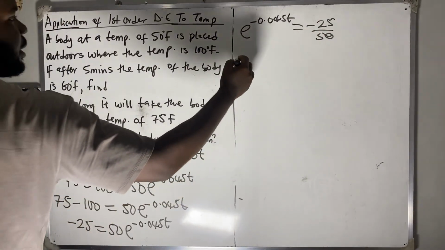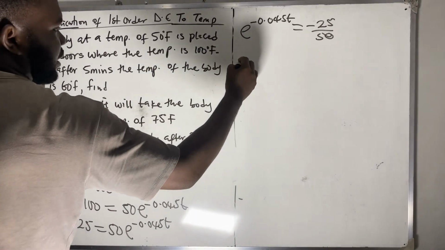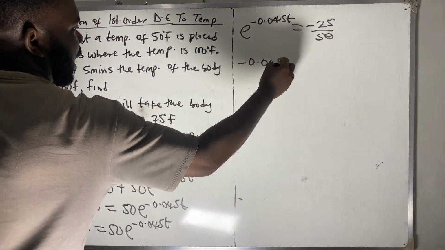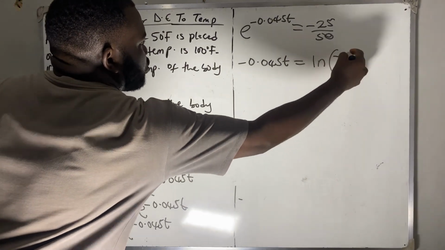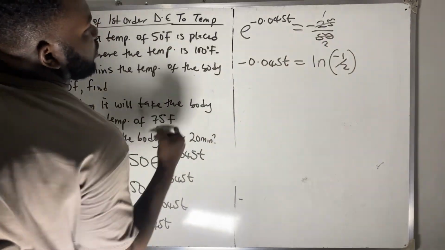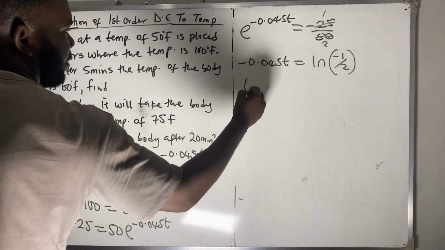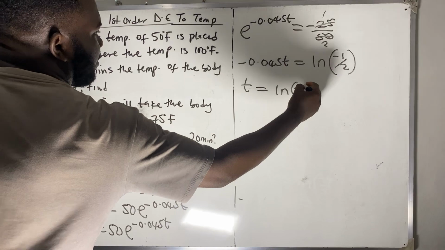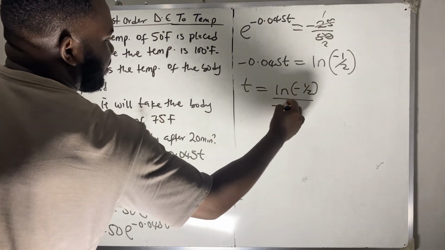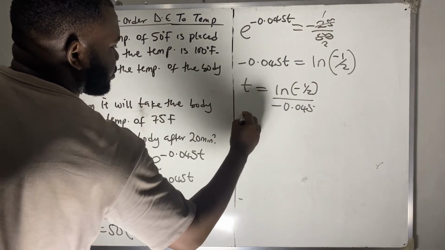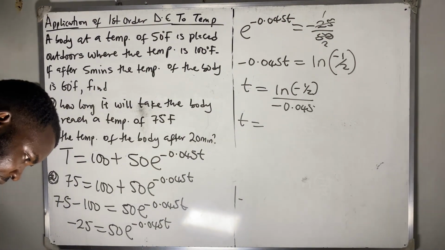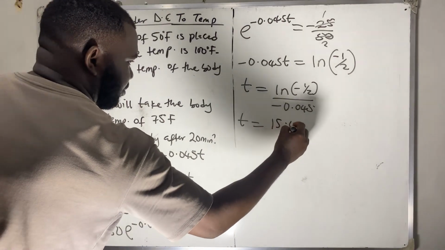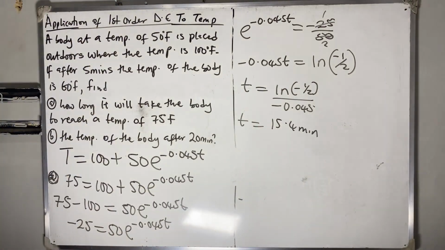Taking the ln of both sides, I'm going to have that minus 0.045t will now be equal to the ln of minus 1 over 2, because this cancels 1, this cancels 2. Okay? So minus 1 over 2. Therefore, my t will be ln of minus 1 over 2 divided by minus 0.045. Do that with your calculator to have that the time will now be 15.4 minutes. Okay, so it will take this body 15.4 minutes to get to 75 degrees Celsius.